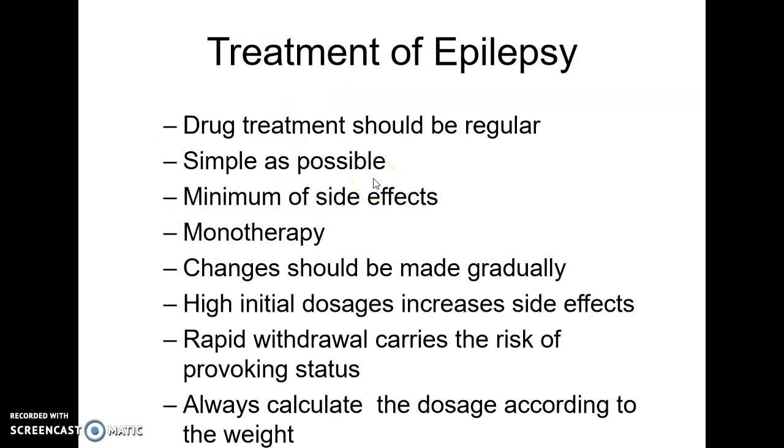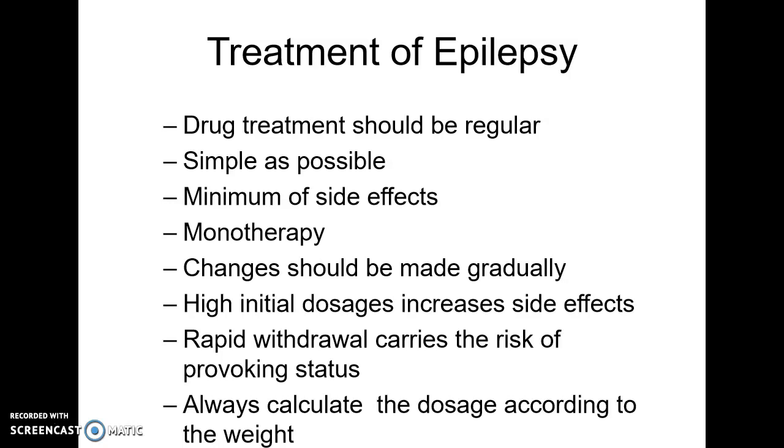Now coming to the treatment of epilepsy, drug treatment should be regular. Some points to remember: drug treatment should be regular and as simple as possible. The treatment route should be very simple, with minimum side effects. We cannot give a medication with huge side effects because the treatment is going to take years. Years of treatment are necessary to control epilepsy. Monotherapy means you should try to use a single drug. Don't try combination drugs, which may complicate the situation because the child will become more dependent on combination therapy and huge doses. So reducing the dose is very important.